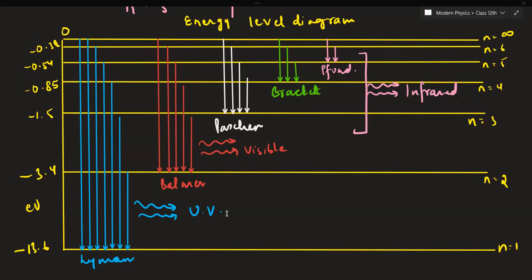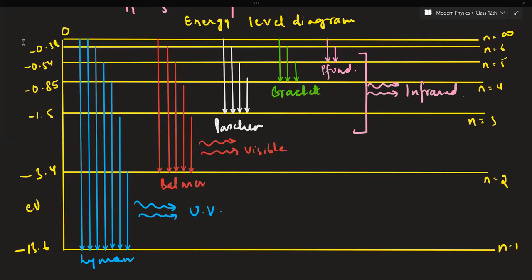So class, the first one lies in the UV range, meaning the wavelength of the radiation lies in the spectrum of ultraviolet radiation. In case of the Balmer series, the wavelength lies in the visible range of the electromagnetic spectrum. And the last three, Brackett, Pfund, and Paschen, all these series have their radiations in the infrared. Now class, till here, this is clear. This is what we had done in the last class.